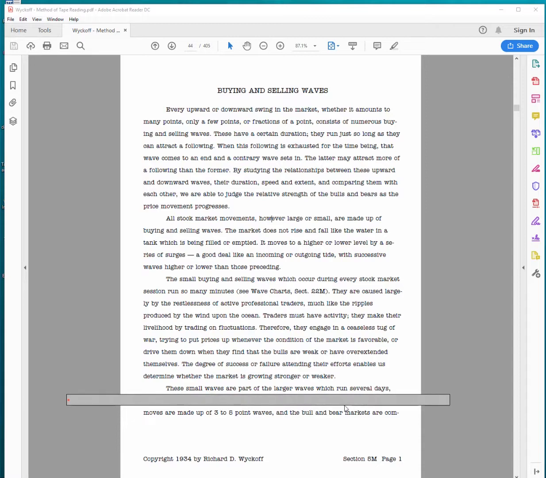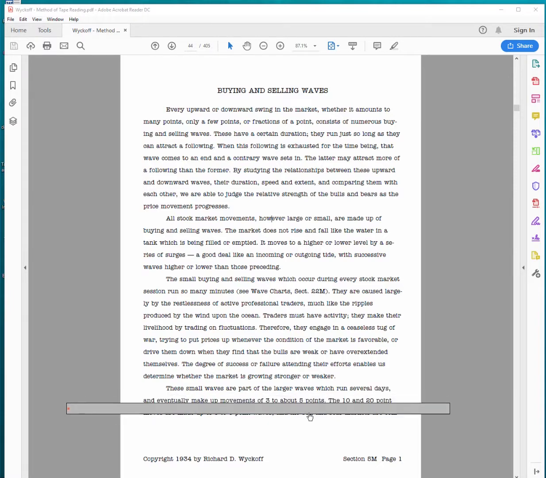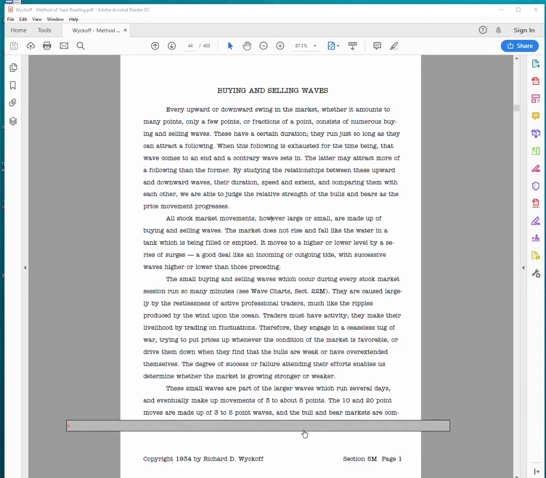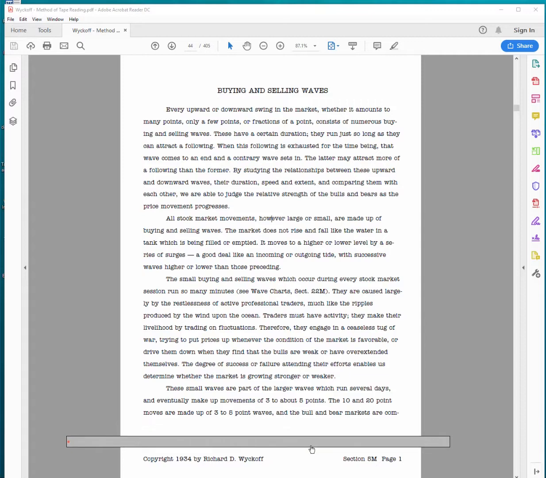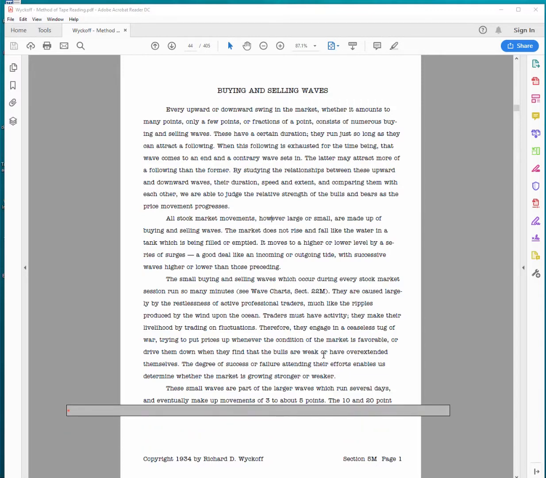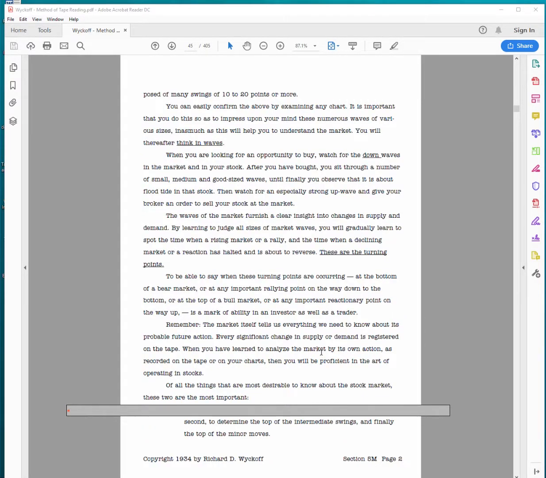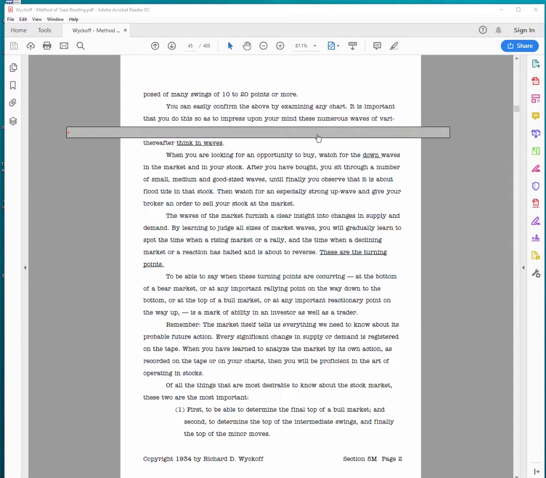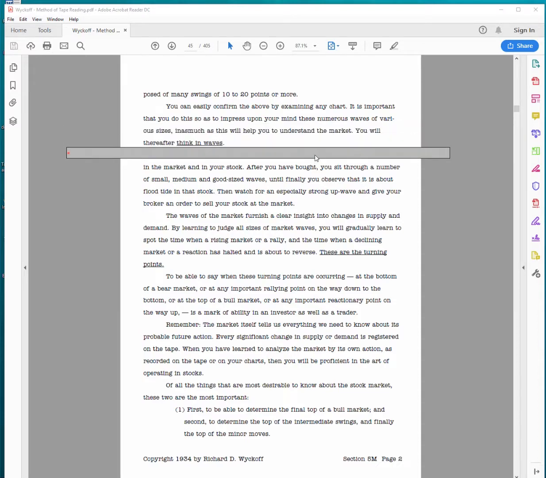And later on, you can also experiment with volume, price, volume, and time. These small waves are part of the larger waves which run several days and make up multiple points. Okay. You can confirm this by examining any chart. It's important that you do so you think in waves. It's also a very important point, like thinking in waves.